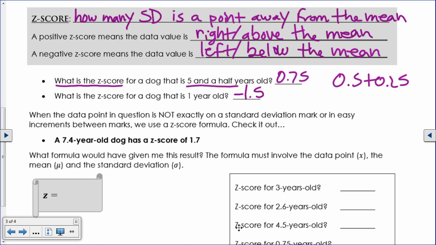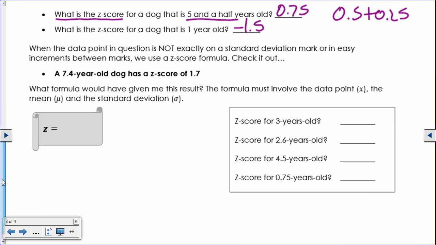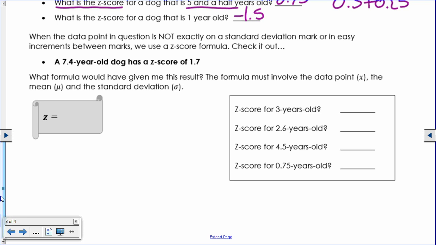So looking at the picture can help you understand how the z-score works intuitively, but we do have a formula. So if they start giving you something like 3 years and 2 months or something like that, you wouldn't be able to find that very easily with the picture, right? Because it's not an exact increment. So we have a formula. So when the data point in question is not exactly a standard deviation or something that you could find with an easy fraction, you have a formula. Okay? So for example, if I was asking a 7.4-year-old dog has a z-score of 1.7, right? I want to see if you guys can figure out what the formula would be. You may have seen it before.